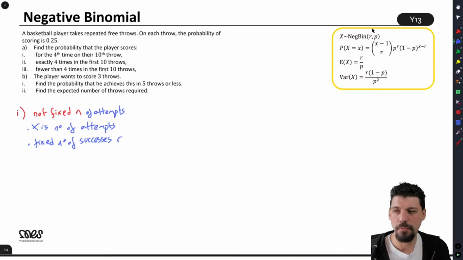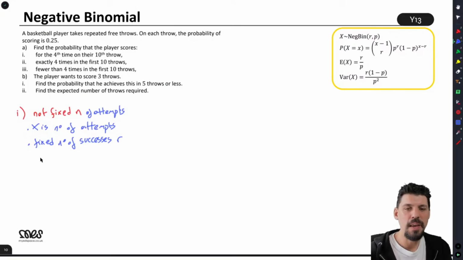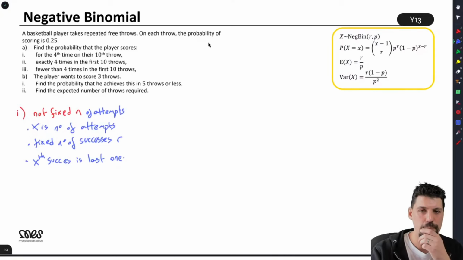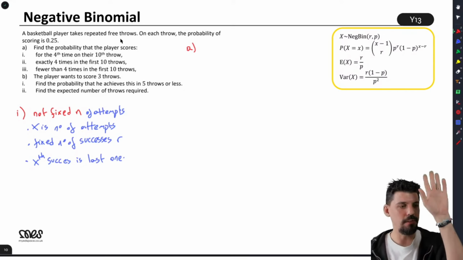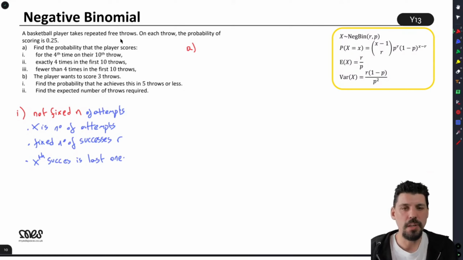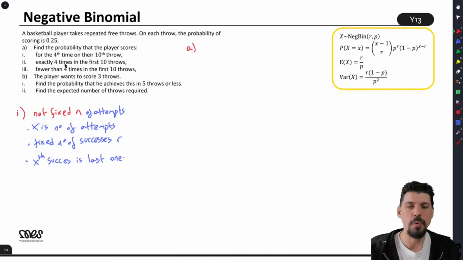So anyway, what else do we need to say about it? And basically, the xth success is the last one. And I'll try and talk to you about where this formula comes from as we go through this question. So part A is a great way to start on that. So we're taking 3 free throws. On each throw, the probability of scoring is 1 in 4, 0.25. Find the probability that the player scores for the 4th time on their 10th throw. So we know that it needs to be the 4th time.